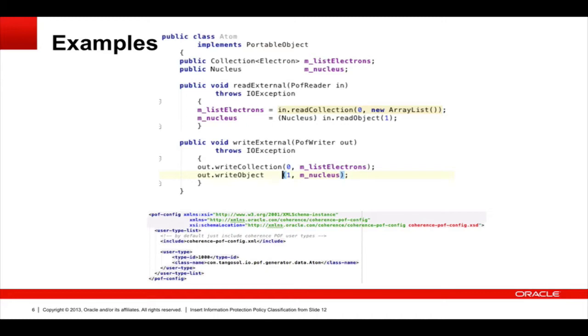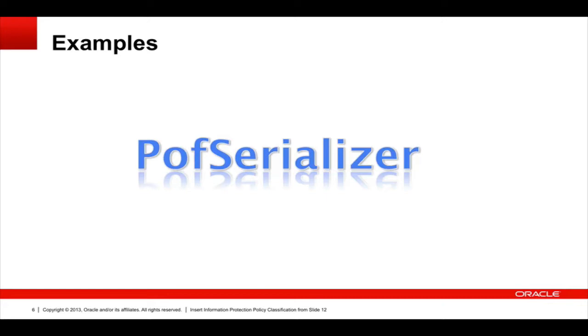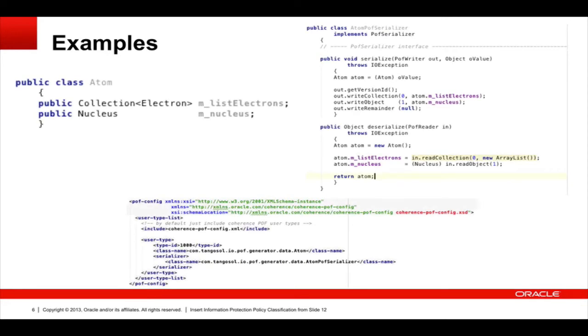So when given the binary, it can determine what the type ID is and what serializer should be used to deserialize that binary. Okay, so let's have a look at the POF Serializer mechanism. So here we can see that our atom remains unpolluted of serialization framework and has no compile time dependency on the serialization framework. And we can see that we have this atom POF serializer, and the serialize and deserialize should look very familiar to what we had in the read external, write external.